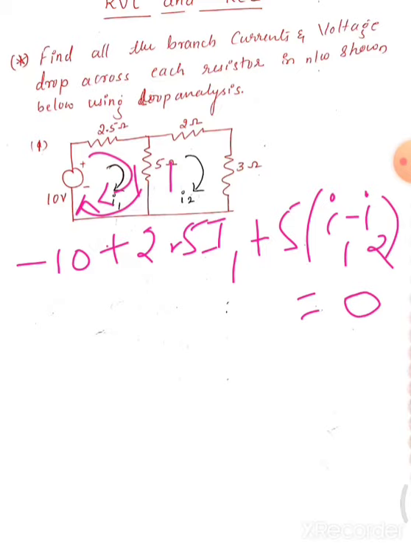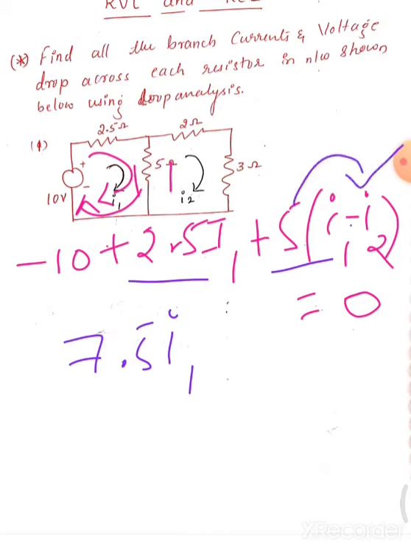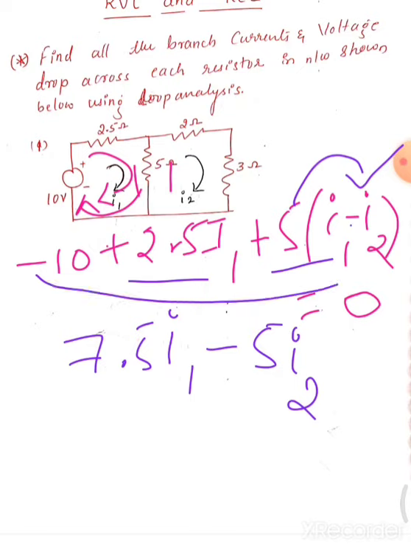Simplify this. It is 2.5 I1 and 5 I1, so it is 7.5 I1. Next, minus 5 I2. Simplify it carefully. You can expand it: that is 5 I1 minus 5 I2 equal to 0. In the next step, simplify: 2.5 I1 plus 5 I1 equal to 7.5 I1, and then minus 5 I2. Then this minus 10 goes to the other side, so it is equal to plus 10.